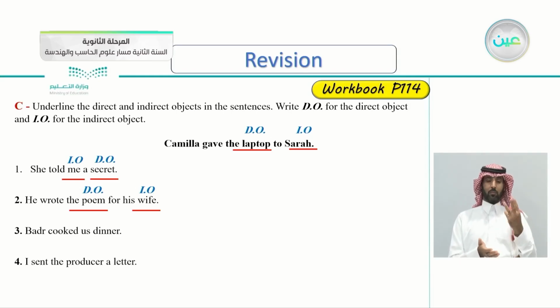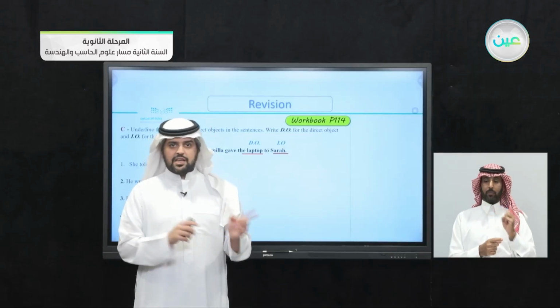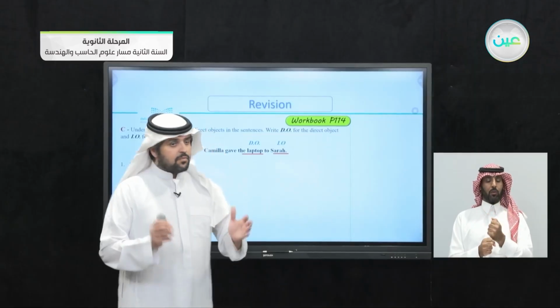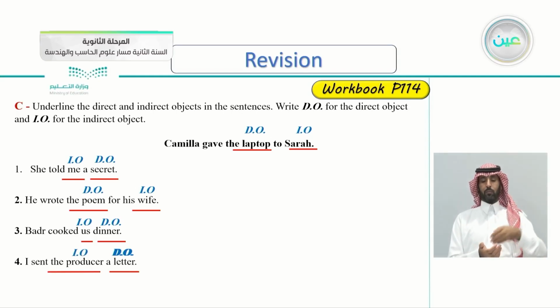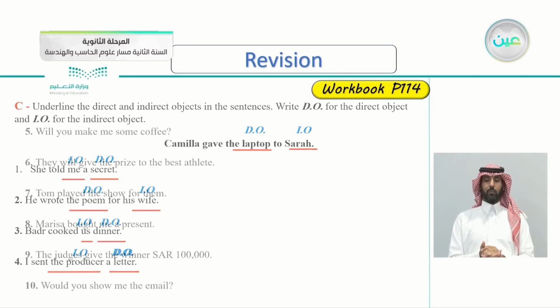Number three, Badr cooked us dinner. Again, we have two objects, which is direct and which is indirect. Okay, let's check it. So us is the indirect, dinner is the direct object. Number four, I sent the producer a letter. Which is which here, which is direct and indirect? Let's check it together. So the producer is the indirect and a letter is the direct object.